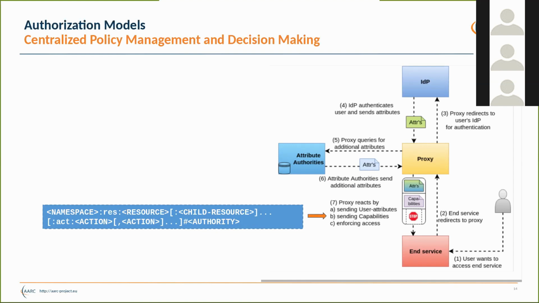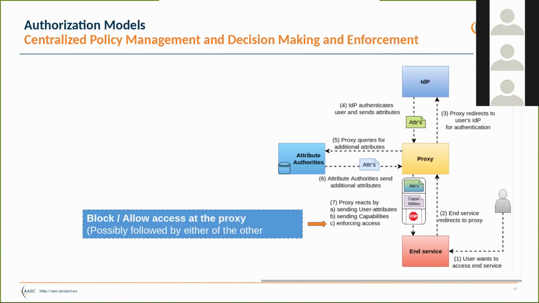The second model is called Centralized Policy Management and Decision Making. And what is added here is the decision-making bit. Similarly to the previous model, the proxy first gathers all kinds of information, but instead of just passing the information on to the end services, it now re-expresses the information as capability, and during that process takes the authorization policy in mind. Only these capabilities, which basically are access decisions, are then sent to the end service, which can just use the decisions made and enforce access management or access policies.